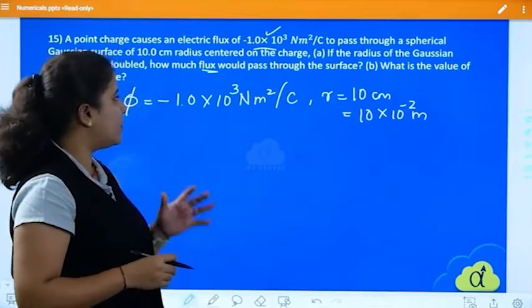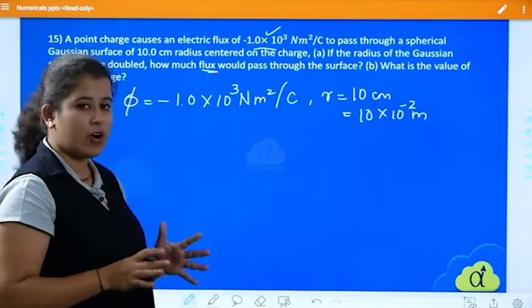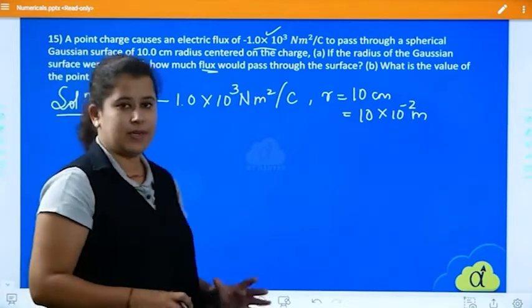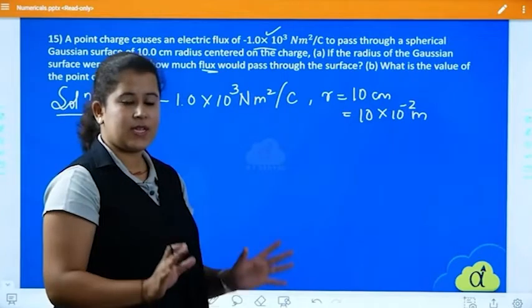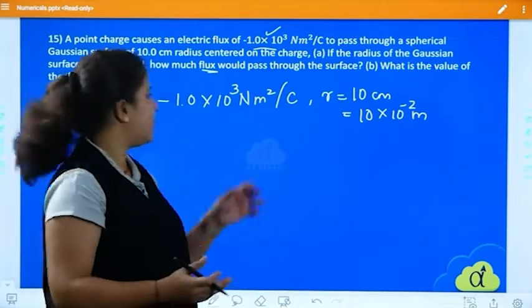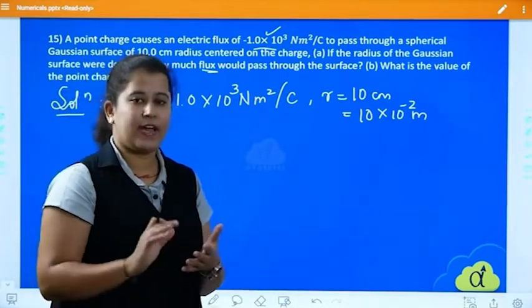So first, what I have to find out is, if the radius of the Gaussian surface were doubled. Okay, if there is a Gaussian surface and the radius is doubled, will the flux get affected? I have to find out.